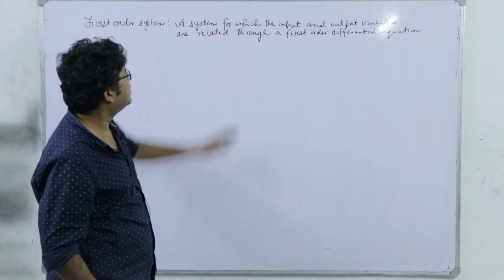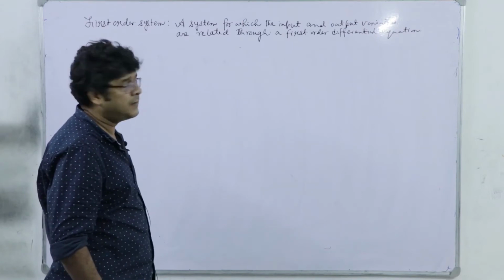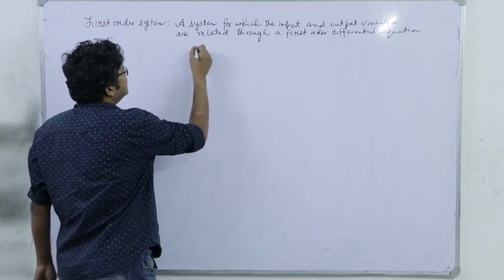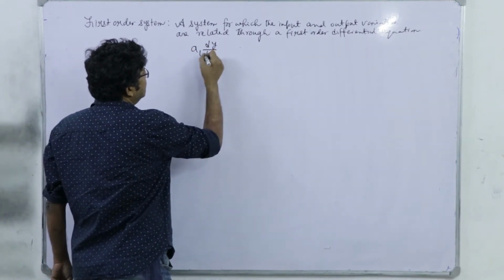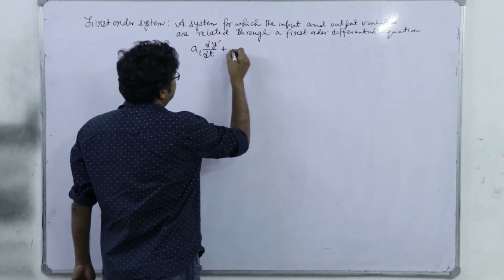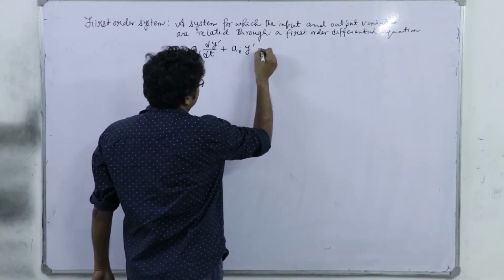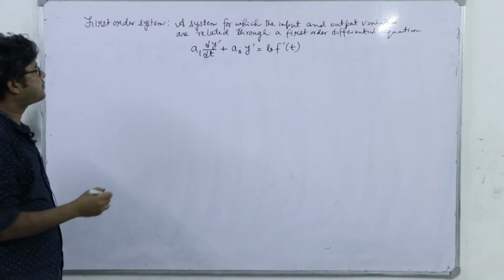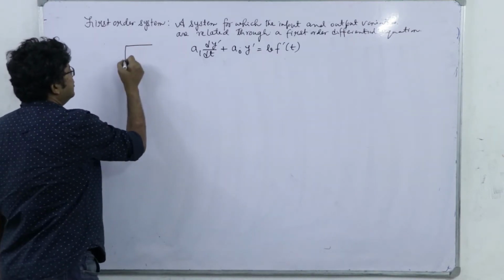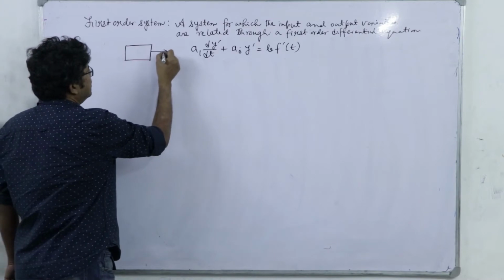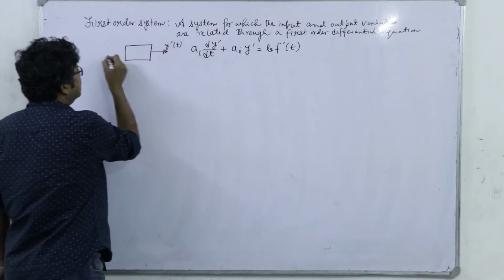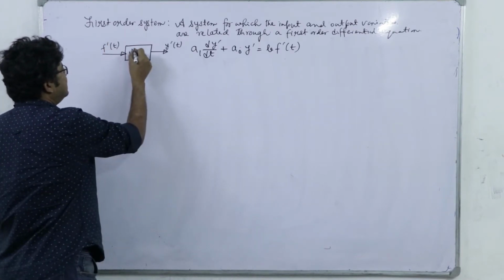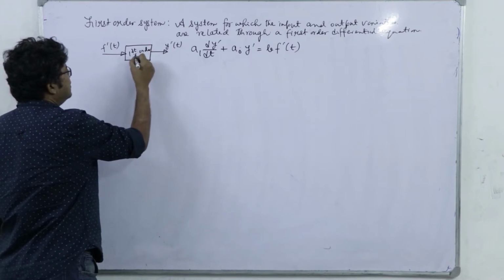So a system for which the input and output variables are related through a first order differential equation is a first order system. So you see that we have A1, or directly I am writing in terms of deviation variable, A0 y prime equal to B f prime t, where in time domain schematic we can think of y prime t and f prime t. So that is a first order system.